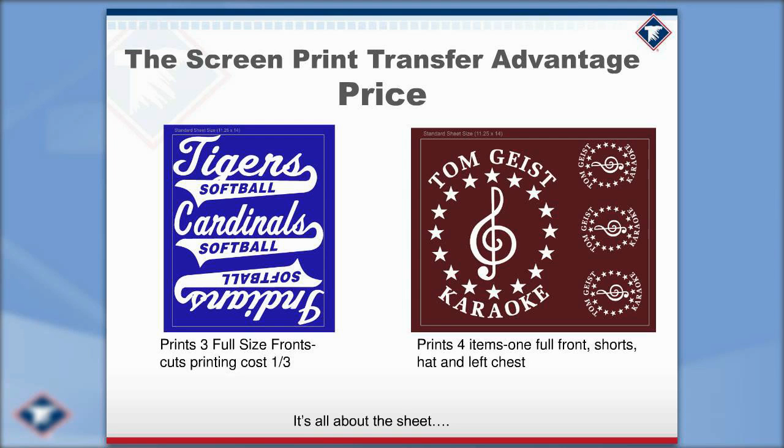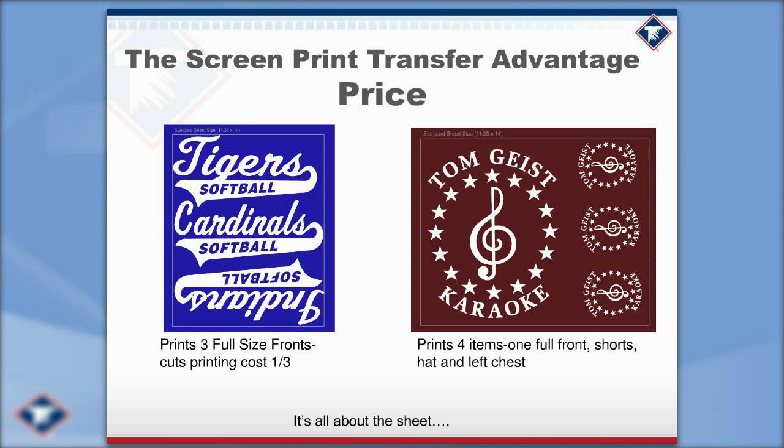On the right hand side, you see the same idea. Here, instead of a bunch of big ones, we've got one big design for Tongeist Karaoke, but then we've done three small heart sizes along the side. And what's nice about those is you can cut those off and use those for left chests. You can use them for hats. You can use them for mouse pads, for tote bags, for all that kind of stuff. So there's a lot of ways to get your price advantage using the screen printed transfers as opposed to the screen printing.